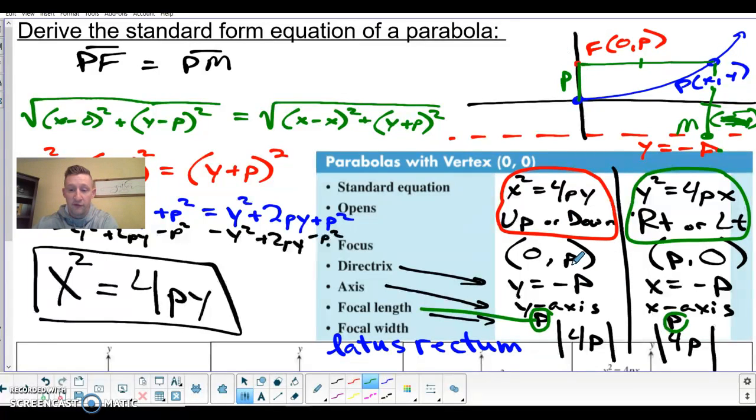It's going to help us find the focus. It's going to help us find the directrix. It's going to help us find the focal width. It's going to help us figure out which direction things are going, lots of stuff. So being able to identify which function am I working with and what's p.